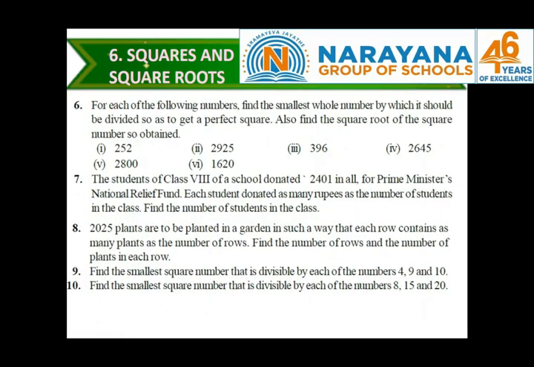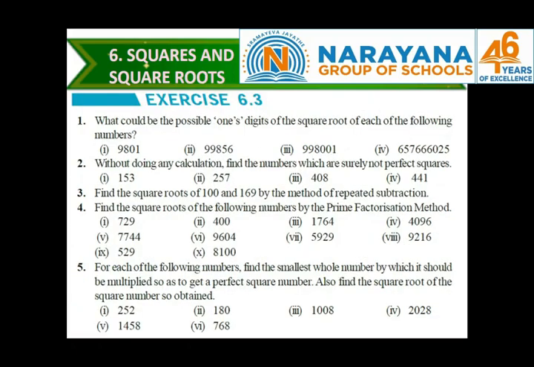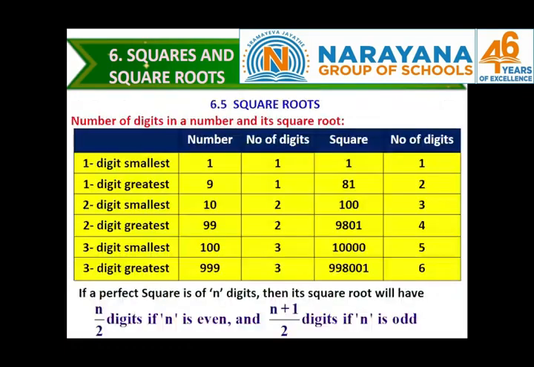So there are 10 problems. Solve all these 10 problems by using different methods. Next, 6.5 square roots, and here the subtopic is number of digits in a number and its square root. Now I am giving some examples.